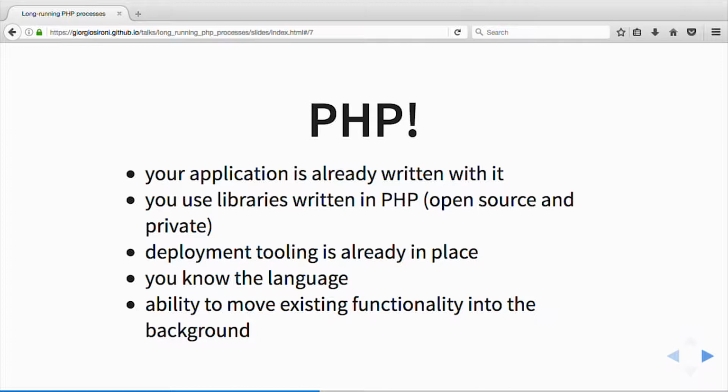In general, what you gain by all this combination of factors that PHP gives you by being already so entrenched in the work you do is the ability to move the existing functionality that is in your website or web application into the background, into long-running processes, with some improvements on the latency that users see, because very heavy things like resizing images, my favorite example, can be moved off.